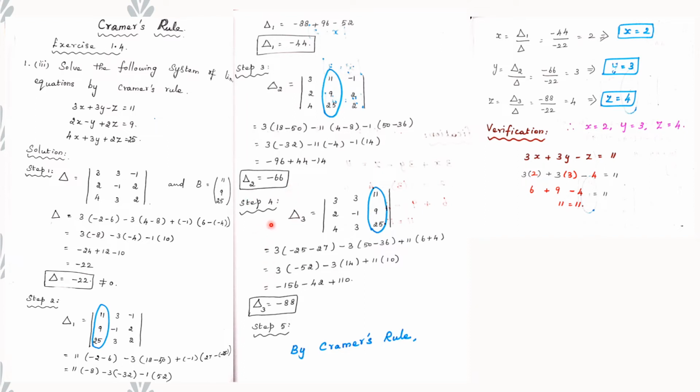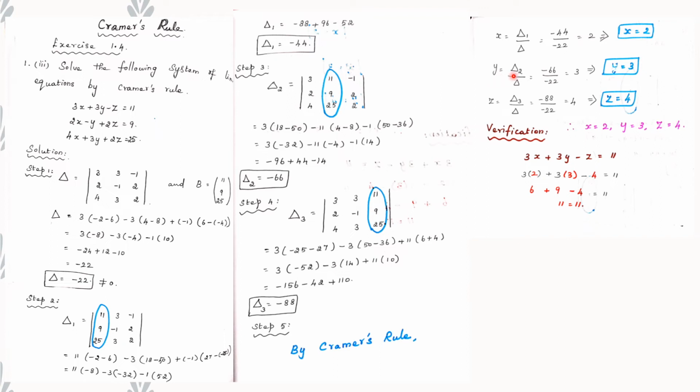Next, in step 4, delta 3 equal to, in that, replace the third column elements with the B matrix. We get delta 3 equal to minus 88. In step 5, apply Cramer's rule. Here the unknown variables are x, y, z. So in Cramer's rule, you have to write x equal to delta 1 by delta. We get x value as 2.